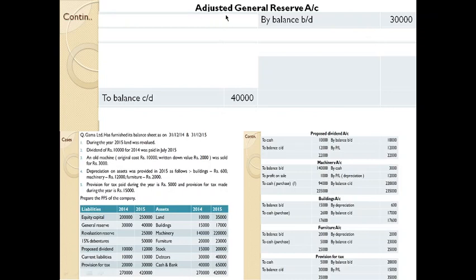So once you are preparing an adjusted general reserve account or a fund from operation account, first go through the non-current accounts you have prepared. And you need not worry about the items you have seen here. Just concentrate on by P&L as well as to P&L items.